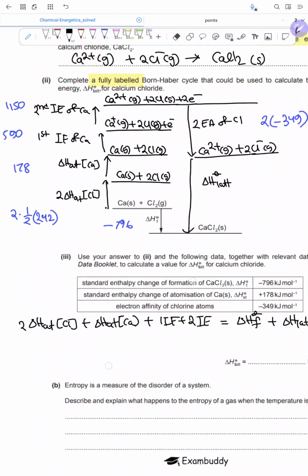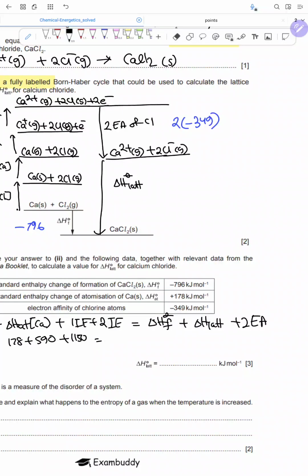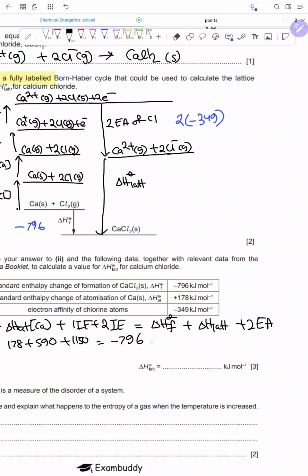Alright, let's put the values. We have 212, 242, and it's 178, 590, 1150. Formation we have 796 plus, alright, we don't know the lattice, we'll just keep it, plus 2 minus 349.